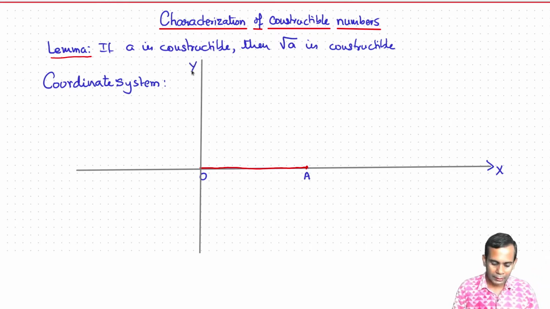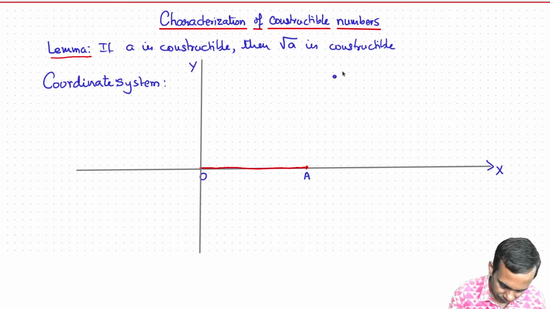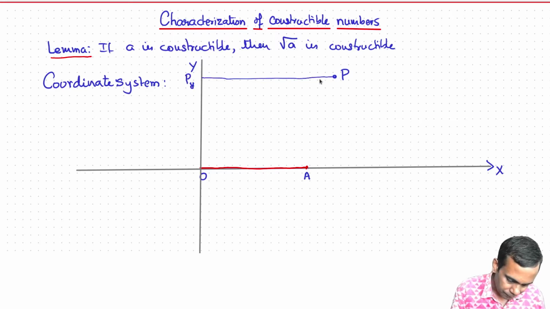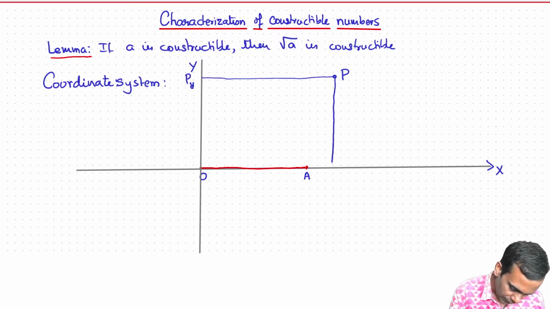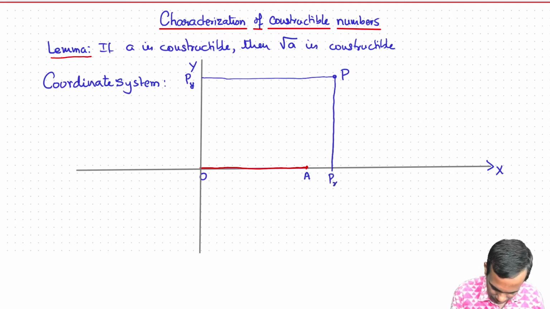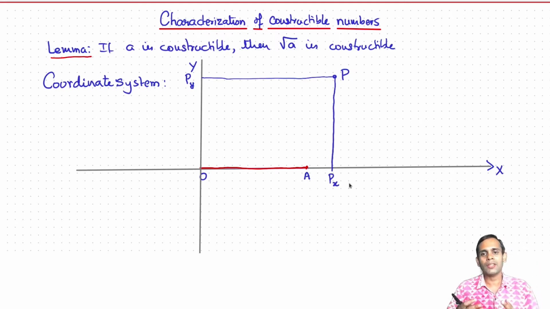And now if I have any point P, then I can drop a perpendicular from P to the y-axis, and I'll call this P subscript y, or just little y. And I can drop a perpendicular to the x-axis, and I'll call this P subscript x. So given O and A, which were given at the beginning of our construction, we can construct a coordinate system.